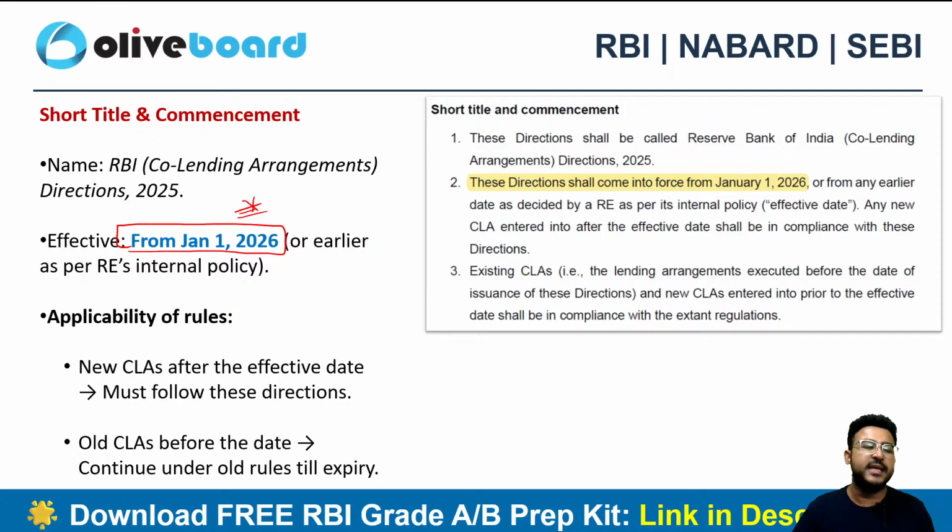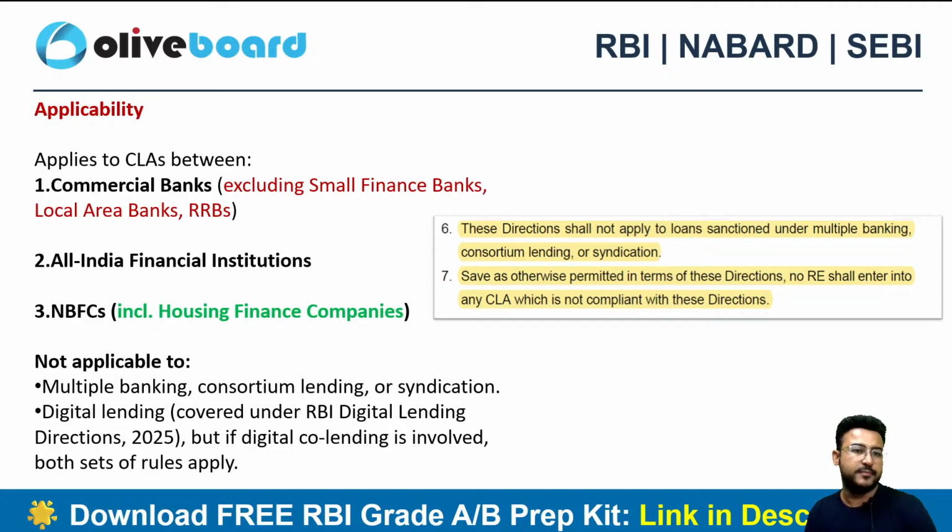The new CLAs entered into on or after this date will definitely be required to follow this particular circular. If you have already entered into a CLA arrangement just before this date, you can continue till the expiry, till the start of the new calendar year, 1st of January 2026. Now the applicability: it is applicable to commercial banks, excluding small finance banks, local area banks and RRBs.